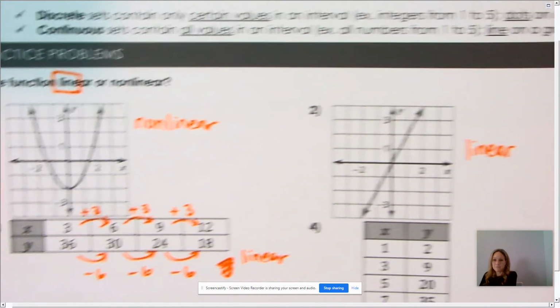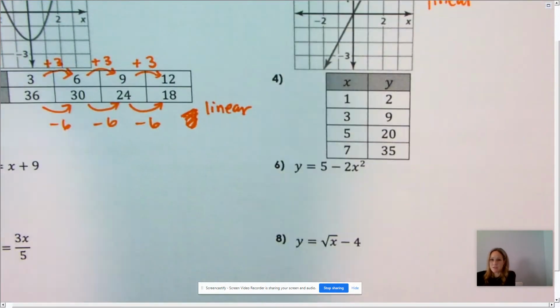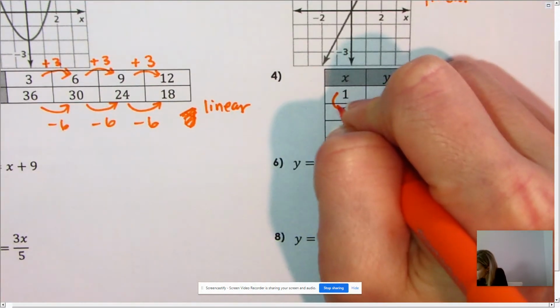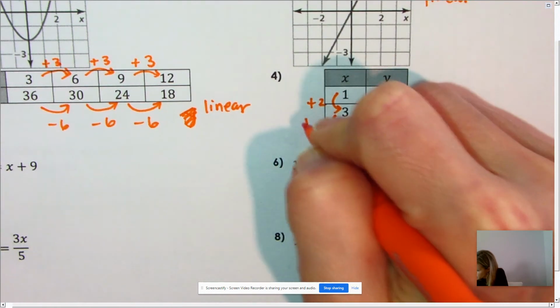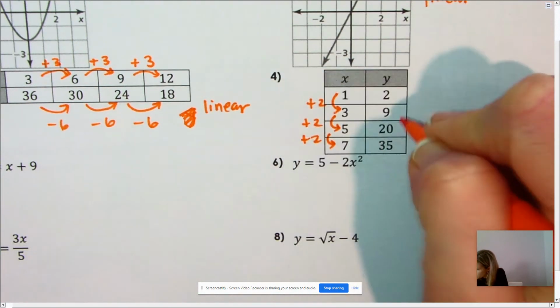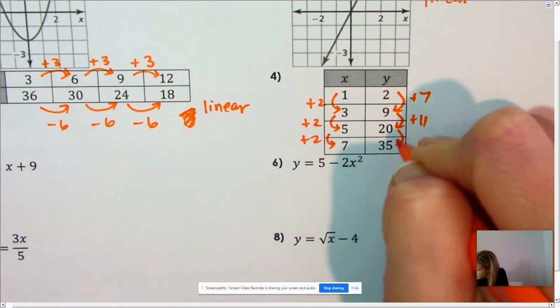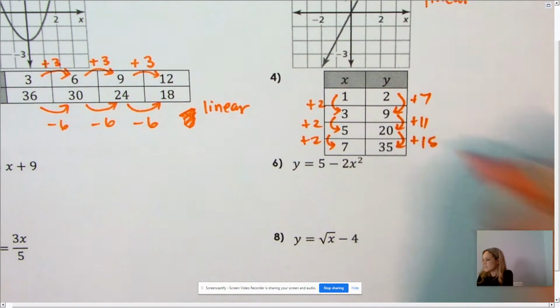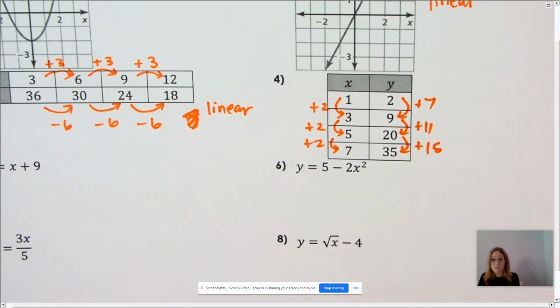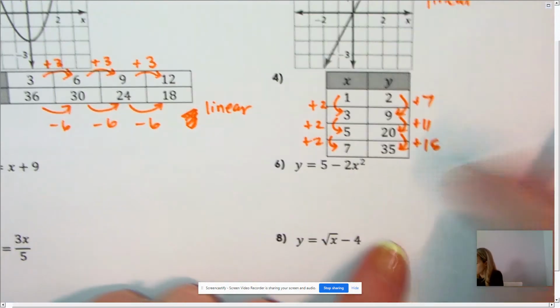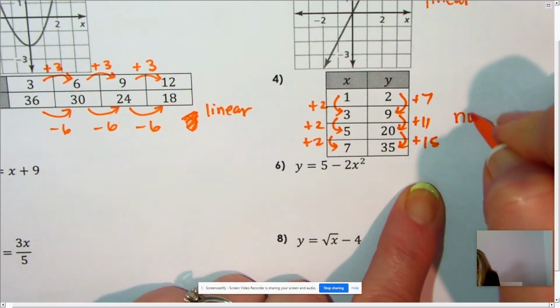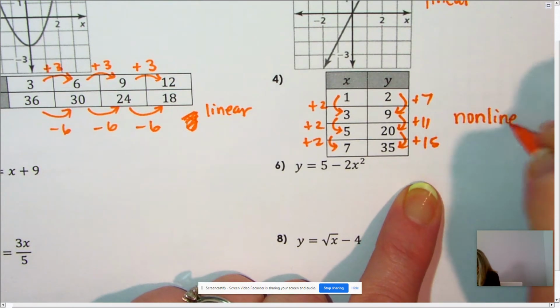Question number 4, we're going to look at this one, see if it has a constant rate of change. So we'll look at the x's. That one up by 2, up by 2, up by 2. This one up by 7. This one went up by 11. This one went up by 15. So is that one linear? No, it's not. It does not have a constant rate of change. So we would say this one is nonlinear.